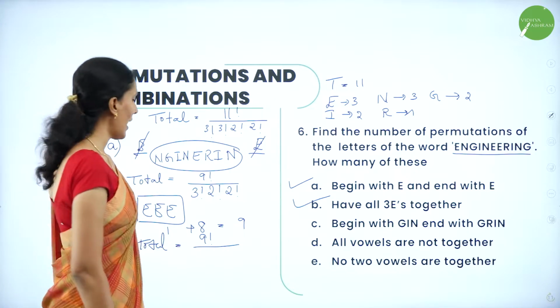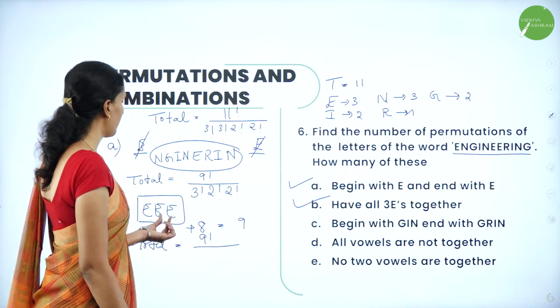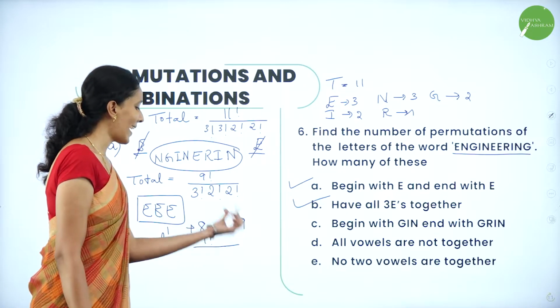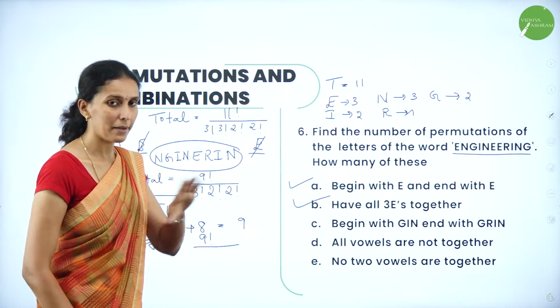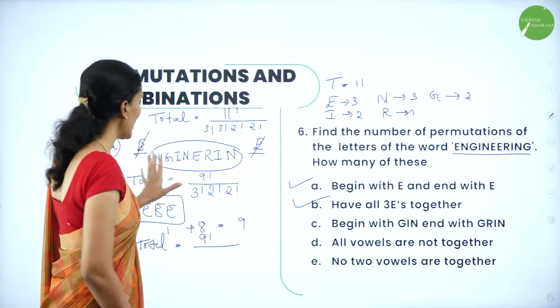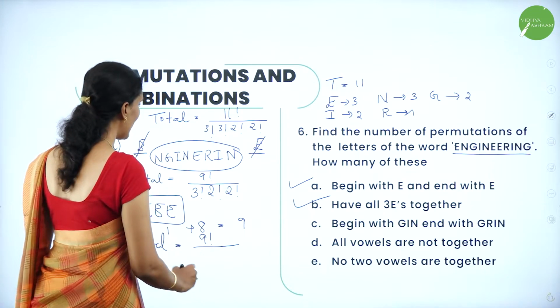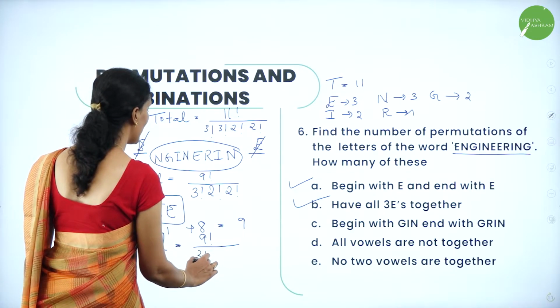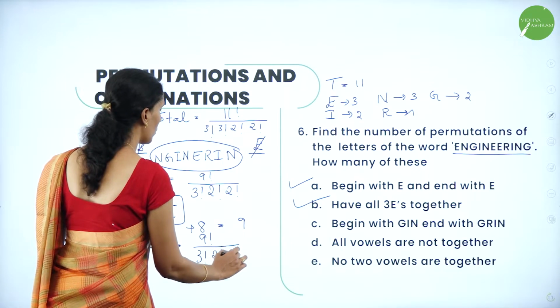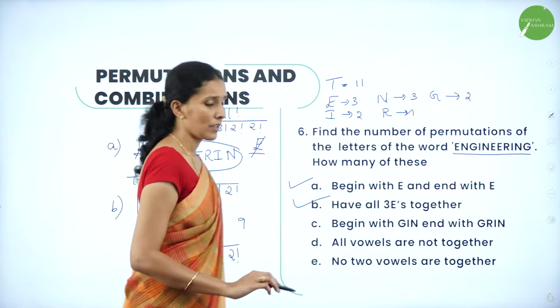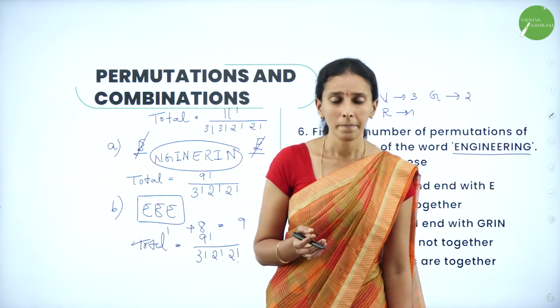Okay, so 9 factorial is fine, but out of these 9 letters also, we have letters which are repeated. Don't consider E because we tied them as one. Except E, see all the letters. Since N is repeated 3 times, G is repeated 2 times, and I is repeated 2 times, the answer will be like this.